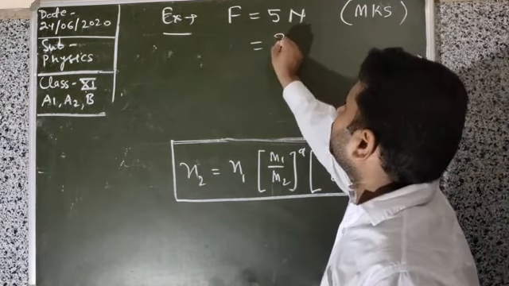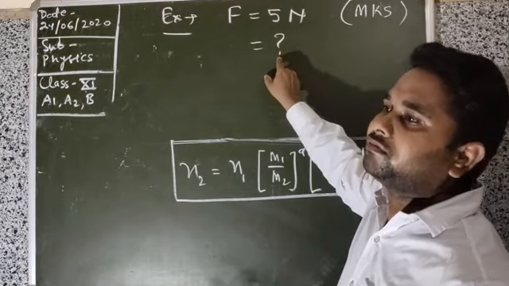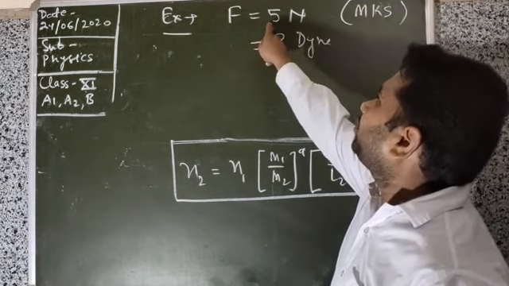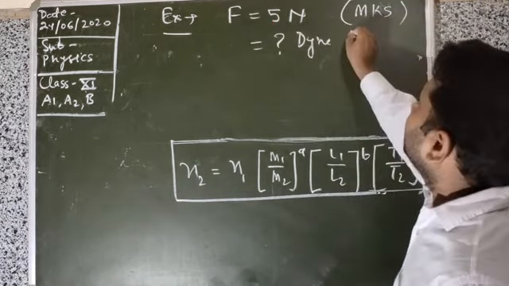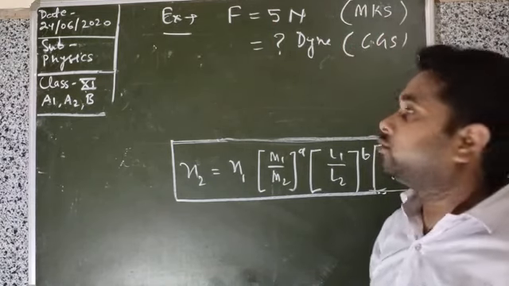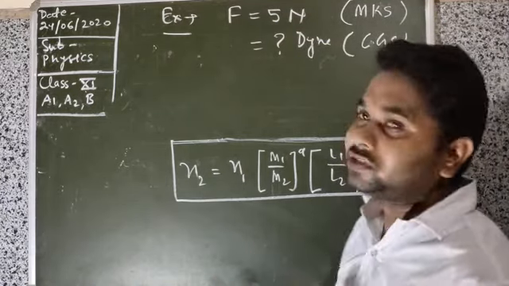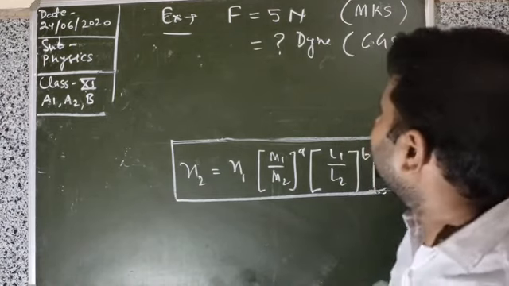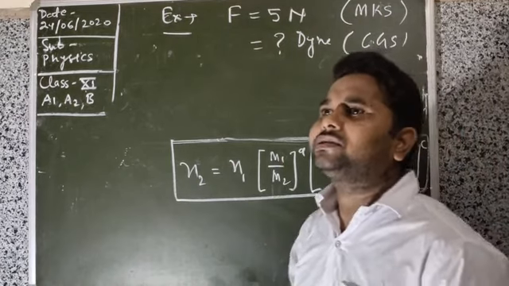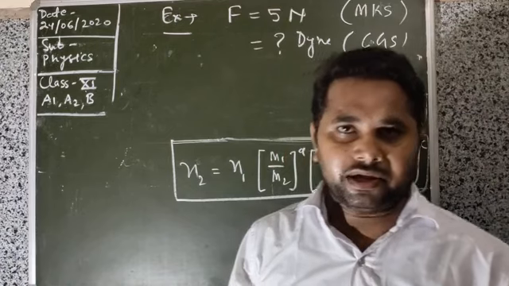So you have to find the numerical value. This is the question mark, the unknown term. We have to find this numerical value in dyne. You have to convert the force 5 Newton into the CGS system, that is, find 5 Newton equals how much dyne. This is our problem here. If we don't use the dimensional method, you have already learned in class 9 the relation between Newton and dyne, that 1 Newton equals 10^5 dyne.